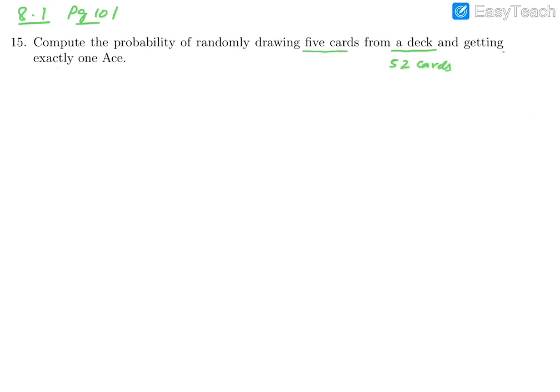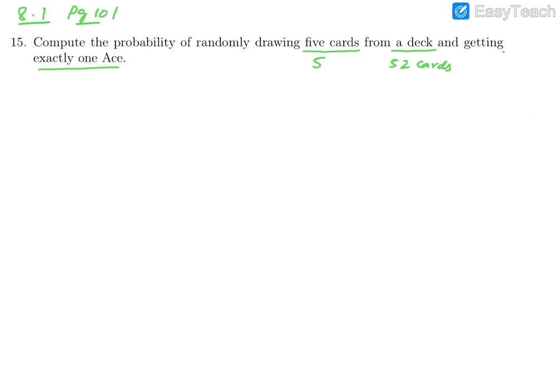5 cards we are drawing, taking randomly, and out of 5 one must be an ace. So in total we have 4 aces, and 1 out of 5 cards. Compute the probability of randomly drawing 5 cards from a deck and getting exactly 1 ace. When you take 5 cards, there must be exactly 1 ace.